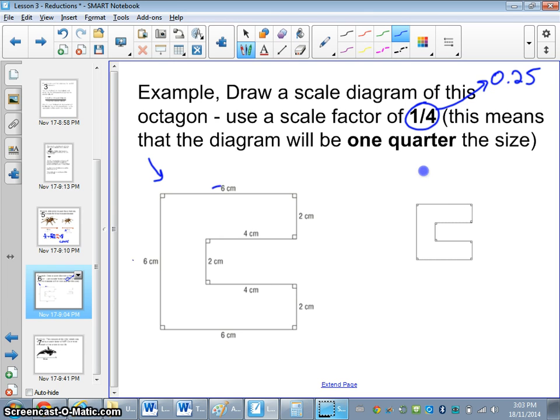I have 6 here, here, and here. I have 2 here, here, and here. And then I have 4 right here and right here. So I only need to do 3 multiplications. So I can go 6 times 0.25. I can go 4 times 0.25. And I can go 2 times 0.25.